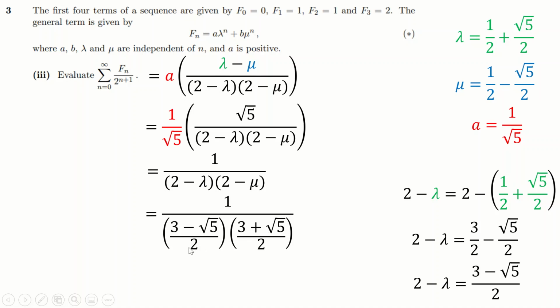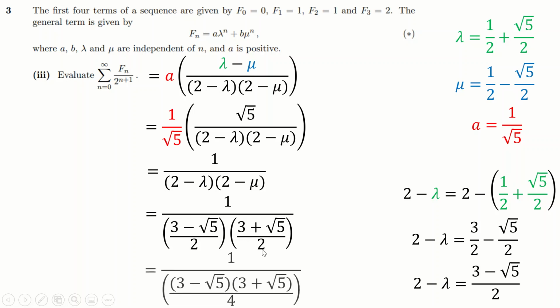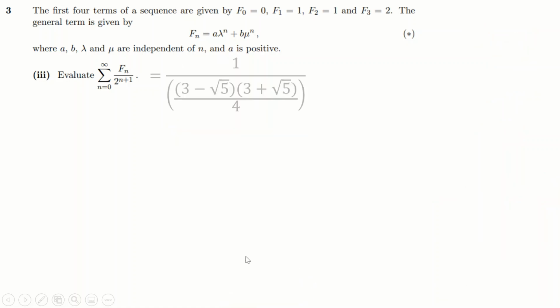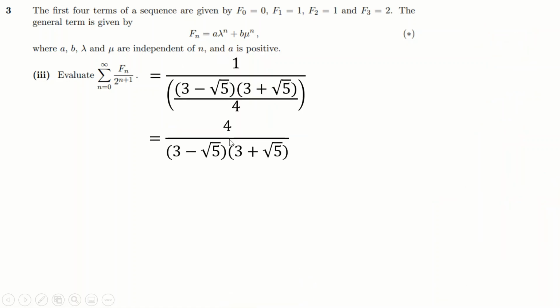Now, of course, I can just multiply across these fractions. So I get this times this over 2 times 2, which is 4. And now use that trick I taught you a couple of minutes ago. Jump that 4 over to the top to get 4 over this. And I mean, we can all see the home straight coming here. Let's expand these out. 3 times 3 is 9. Plus 3 root 5 minus 3 root 5 cancels. Minus 5. So it's 9, cancelling the middle terms, minus 5. So it's 4 over 9 minus 5, which is 4 over 4, which is 1. And we are done with this question.